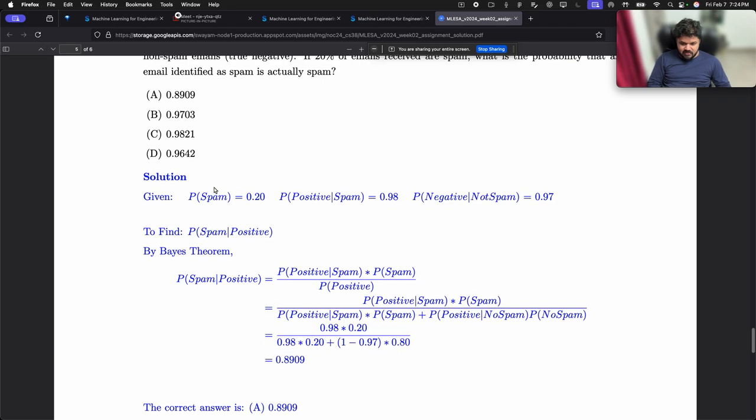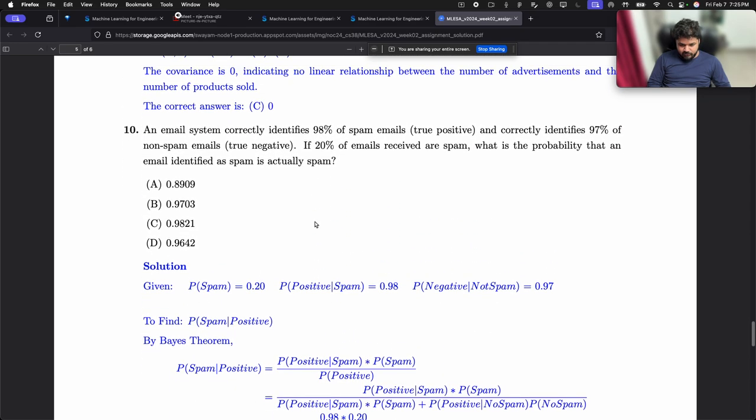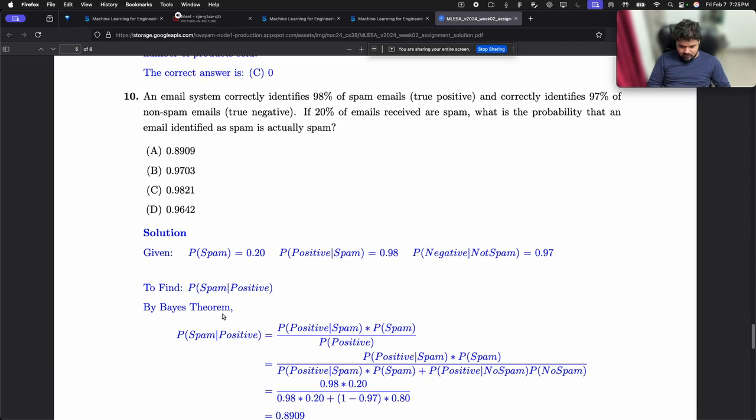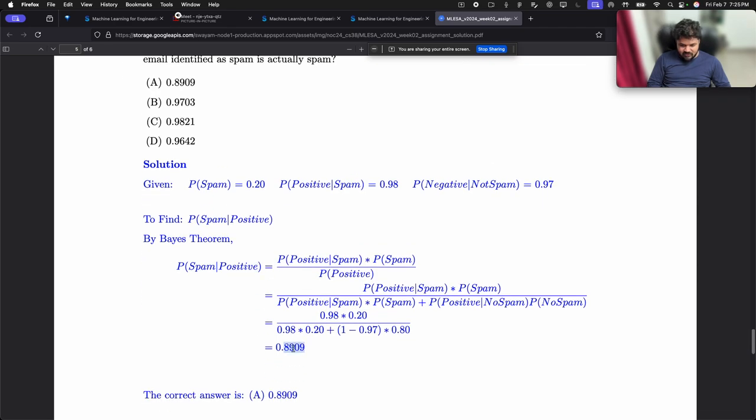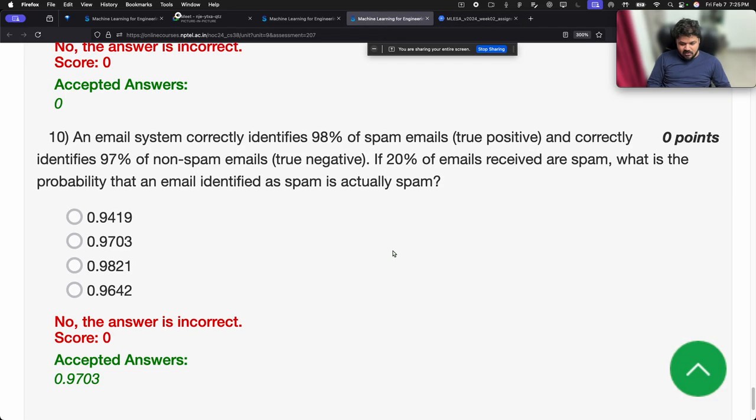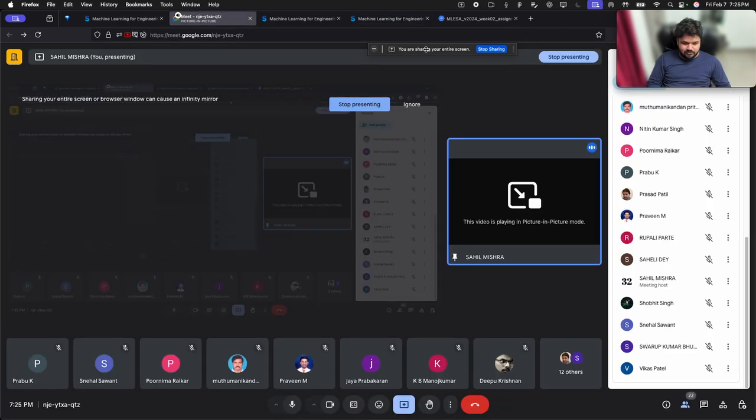So you have been given these three probabilities. Probability of spam is there, probability of positive given spam, so you invert it. Spam given positive, you invert it, you get this thing. The correct answer is this thing. So how do we invert it? Probability of spam given positive is positive given spam into spam divided by positive. The positive becomes this sum of all things: positive given spam times spam, plus positive given no spam times no spam. So you get this answer. Very simple Bayes theorem formulas. Any doubts?